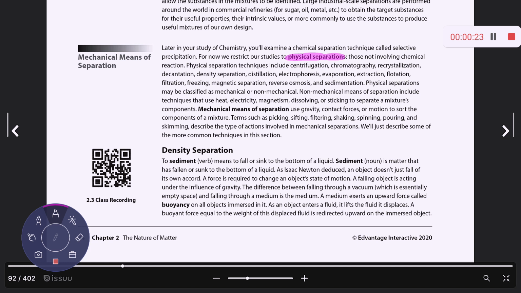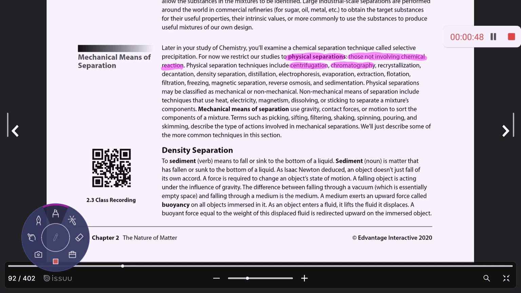If I'm not using a chemical reaction to separate something, like to separate a compound into its elements, then I am doing something called a physical separation. There are a ton of different physical separation techniques. For example, some of them would be centrifuging, which is where you spin things and you separate them based upon density. Like if you're trying to separate the components of blood, this is what you would do.